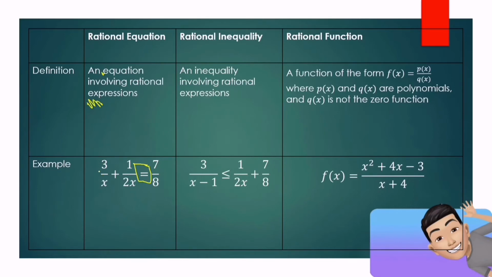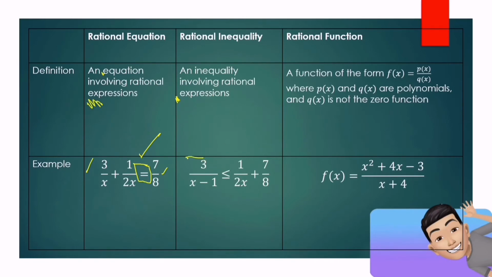So, each term dyan, or dun sa equation kasi, di ba, may left and right side. Yung left side, kailangan siya ay rational expression. Yung right side ay another rational expression, no? Kaya rational equation yung tawag natin dahil dito ay equal sign. In rational inequality, involved ulit si rational expression.